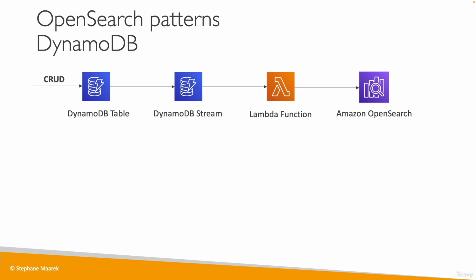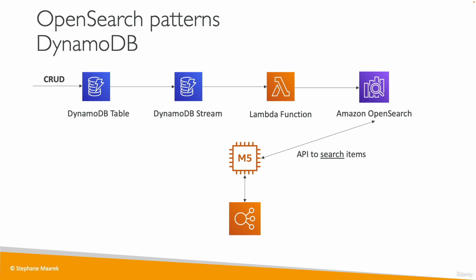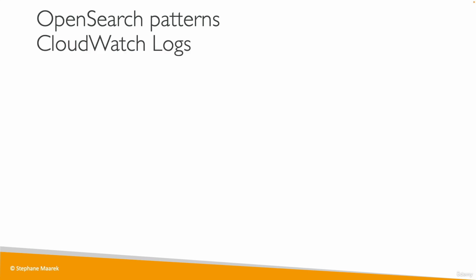Anyway, once the data is in Amazon OpenSearch, then you can create your own API, for example, your own application, to search items. And this application can be hosted on, say, an EC2 instance behind a load balancer. Then once the items are searched, they can be retrieved directly from the DynamoDB table. So the DynamoDB table we know is really good for very simple row level operations, but OpenSearch is good for search. So the two together give you an API to search items and then retrieve them from the DynamoDB table.